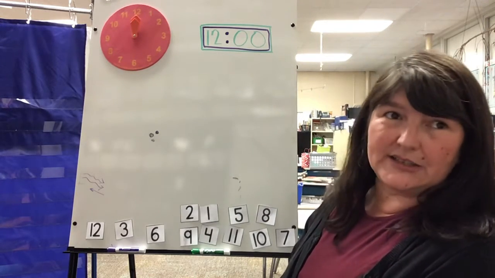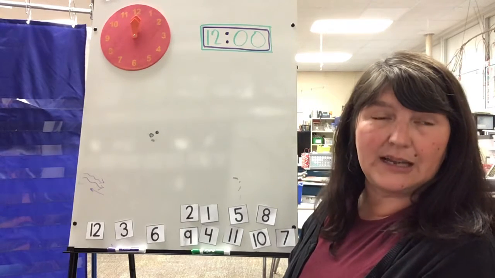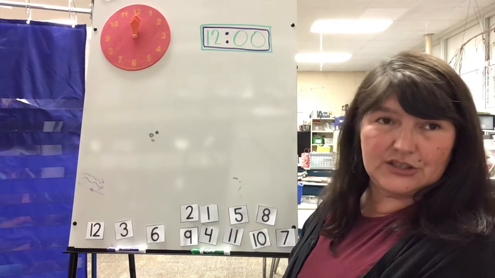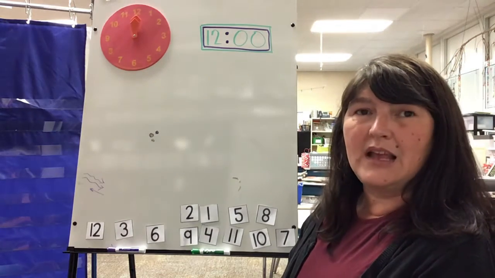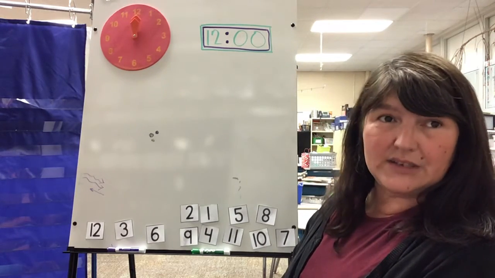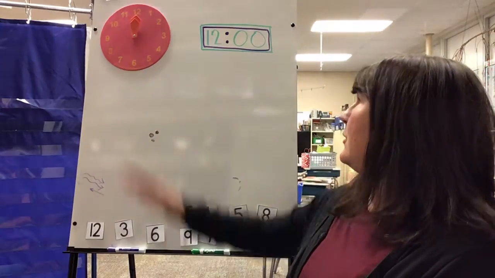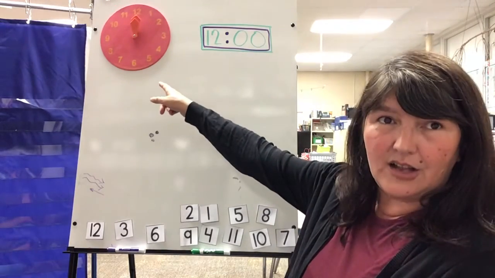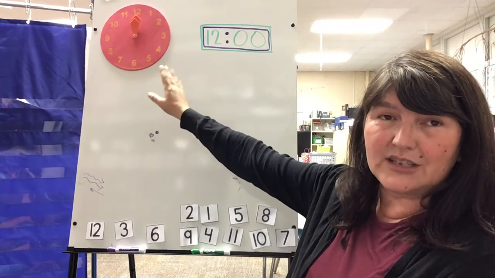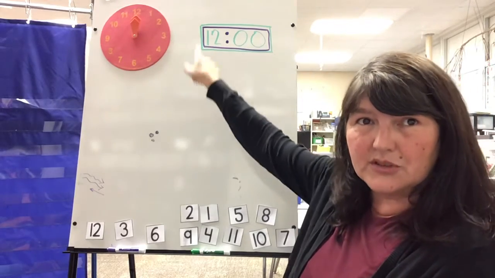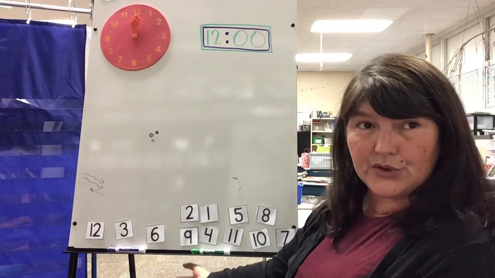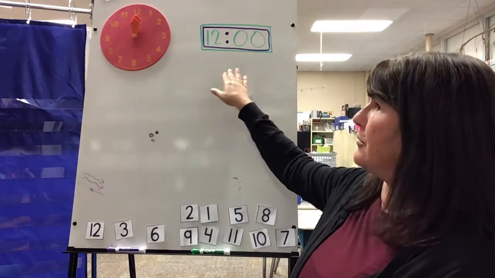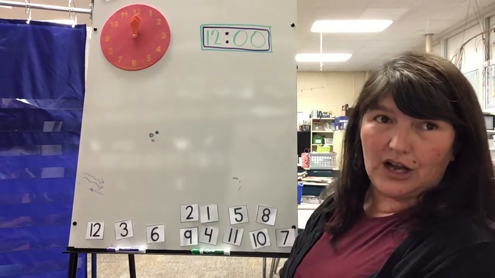But as we go about our day, we have things at different times, like we eat lunch at a certain time, or we wake up for work or school at a certain time. And we use a clock to know what time it is. We have analog clocks, which are the clocks that have the numbers that go in a circle, and we have digital clocks. They both show the time. Right now, both of my clocks are showing 12 o'clock.